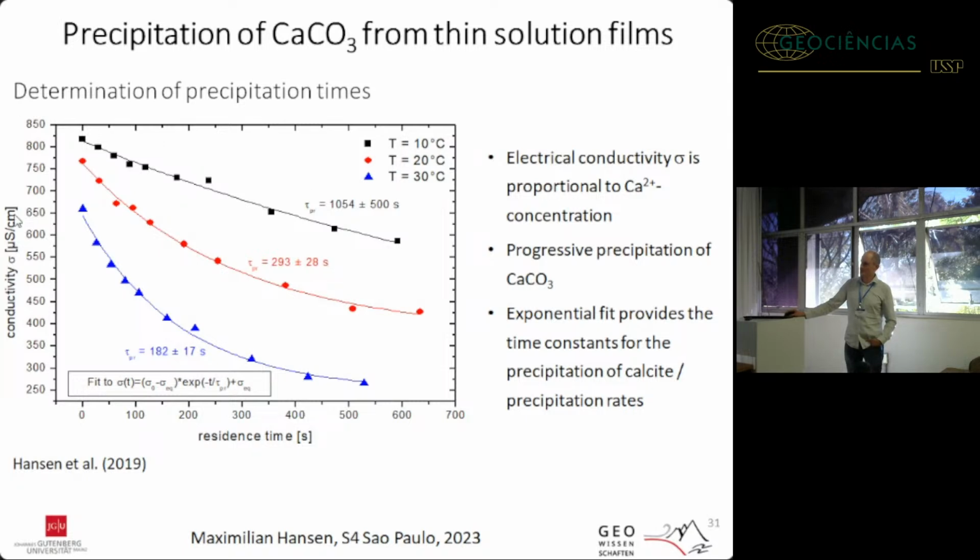So this is the conductivity value, and since calcium is the only charged ion in the solution, you can recalculate the calcium concentration in the solution. And if you plot that against the residence time, you get an exponential decrease of the calcium in the solution. And if you provide an exponential fit to that, you get the time constant for the precipitation of calcium carbonate. And this equation just follows from all the equations I showed you in the theory part. And these values are indeed in very good agreement with what Wolfgang Dreybrodt did back in the 80s. Okay.